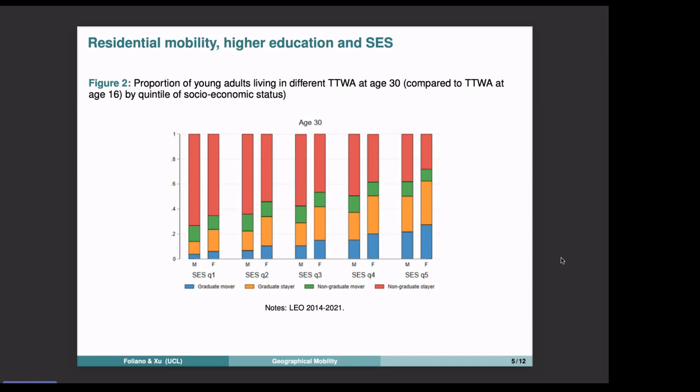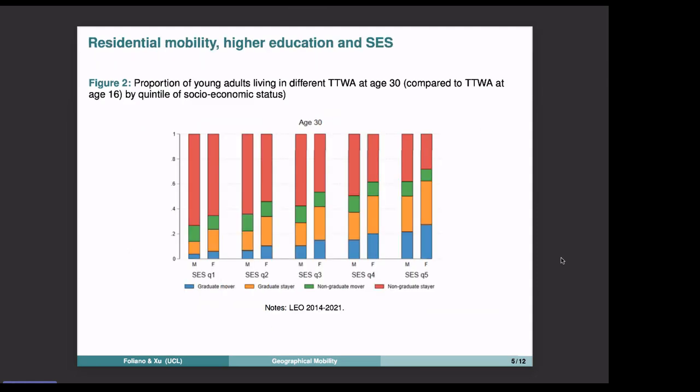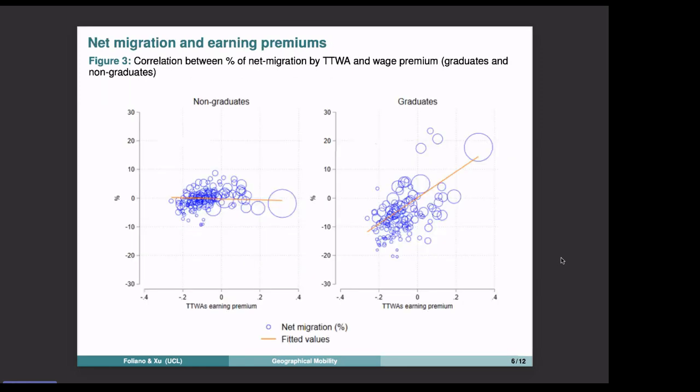So we can already see that wealthier young adults are more likely to move. We need to understand whether there is also a wage premium, and in order to do so, we need to have an idea of where they go. So here is a chart very similar to one presented by Xiaowei before, where we show the correlation between patterns of net migration and the earning premiums by travel to work area.